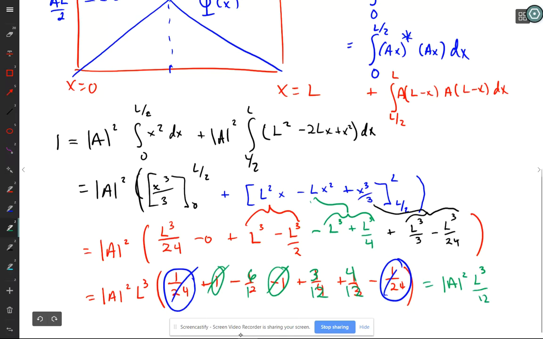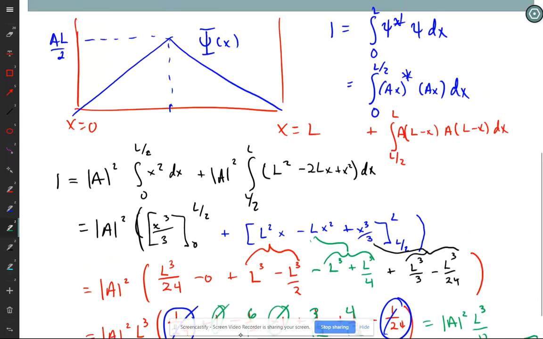Now we can finish up. Now we can say, aha, A mod squared must be equal to 12 over L cubed. Therefore, A, taking the positive real result, is the square root of 12 over L cubed. So there, I believe I've normalized it correctly. I believe so. Does anybody? Okay, I'll go with that.